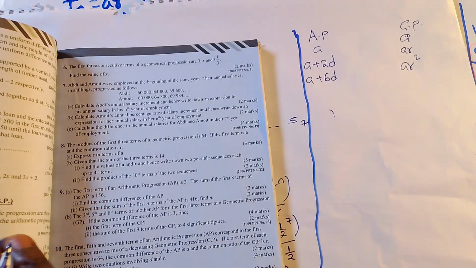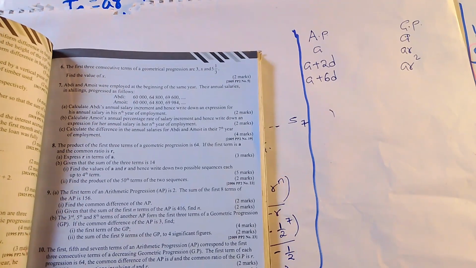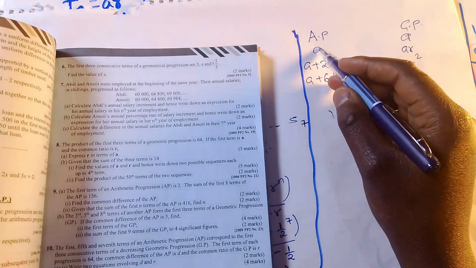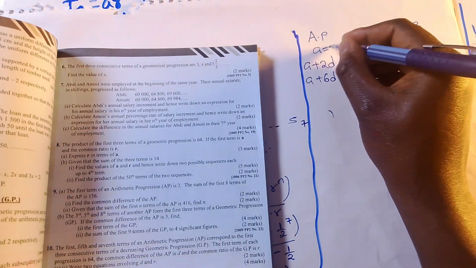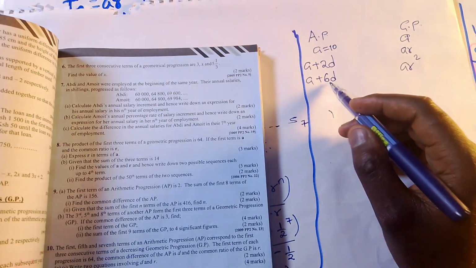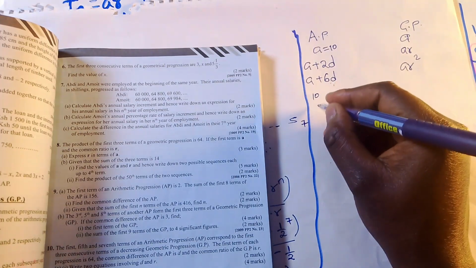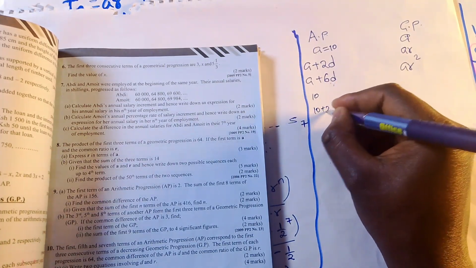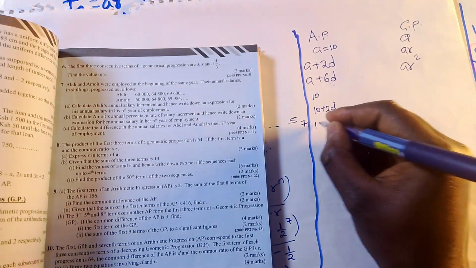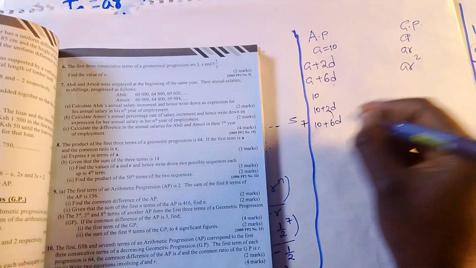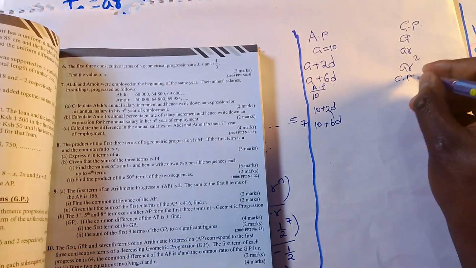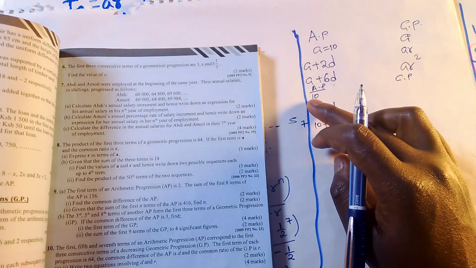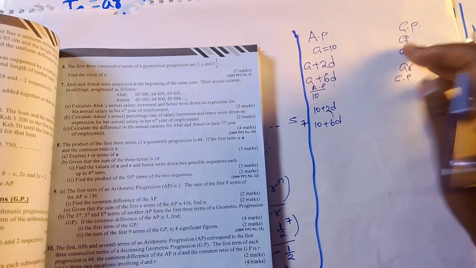Then we are told if the first term of an arithmetic progression is 10. If the A is 10, the A of the AP is 10. A is 10. So we can now replace this with 10 plus 2D, and the other is 10 plus 6D. Those are for the AP, they correspond with those of the GP. This first one of the AP is this first one of the GP.